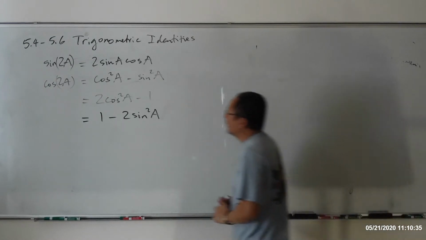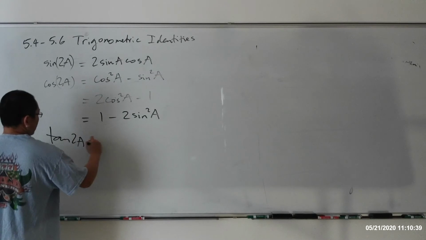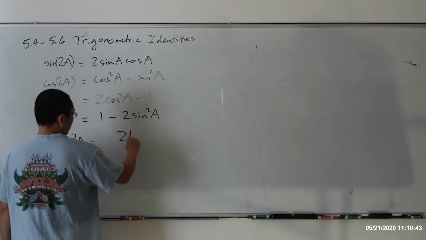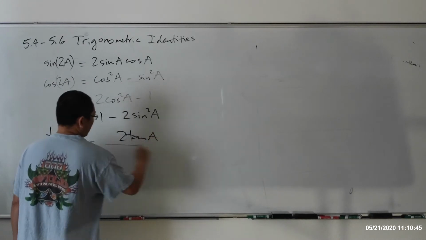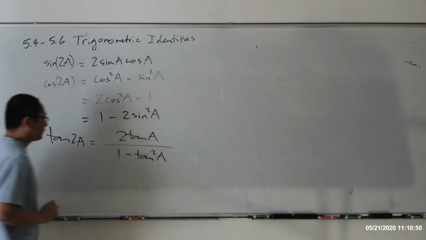More. How about tangent? Tangent of 2a is equal to 2 tangent of a over 1 minus tangent squared of a.